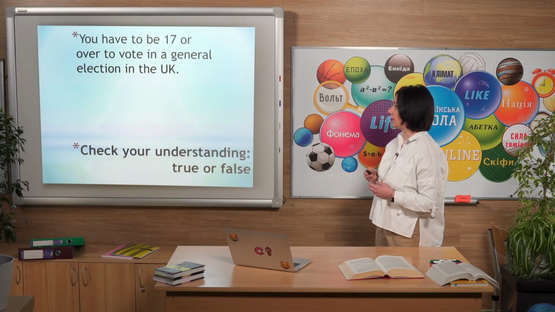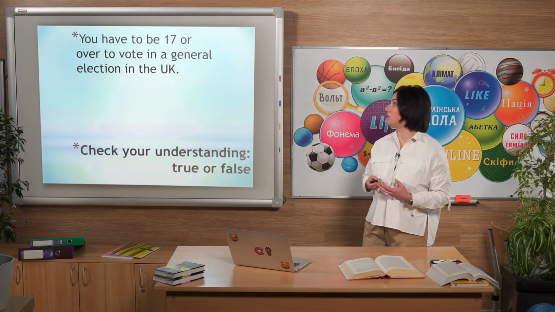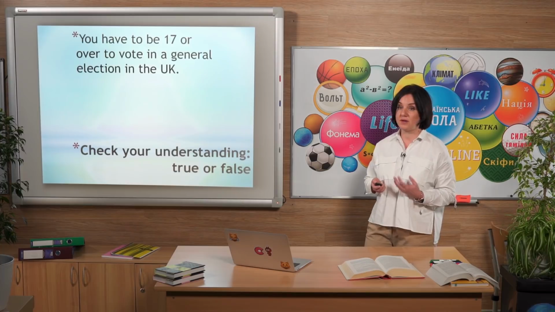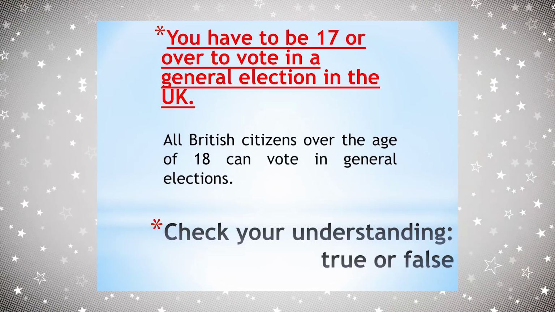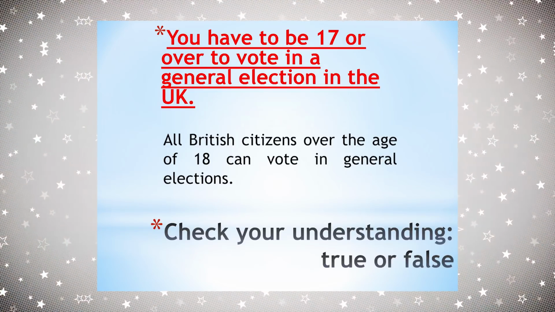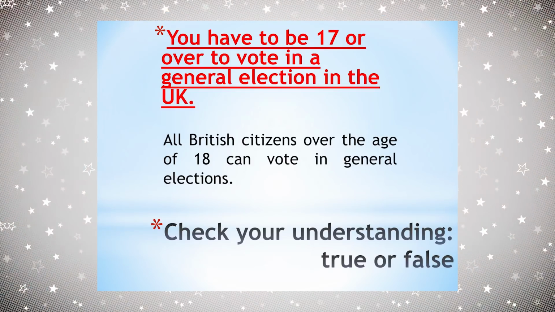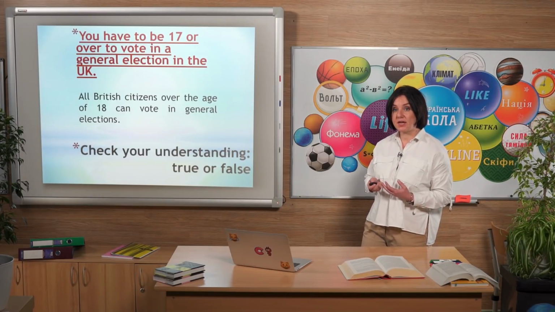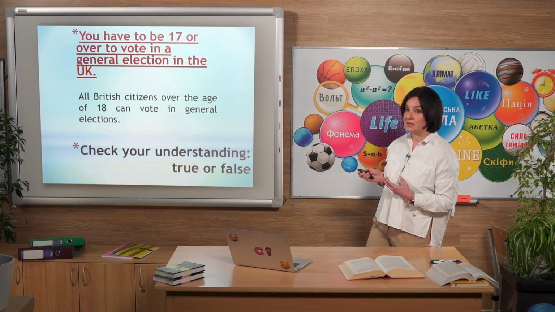Okay, the next one. You have to be 17 or over to vote in a general election in the UK. So the statement is false. All British citizens over the age of 18 can vote in general elections. And again, they used the other construction of the sentence. They used the modal verb can and vote together, and here they use the other modal verb have to be.